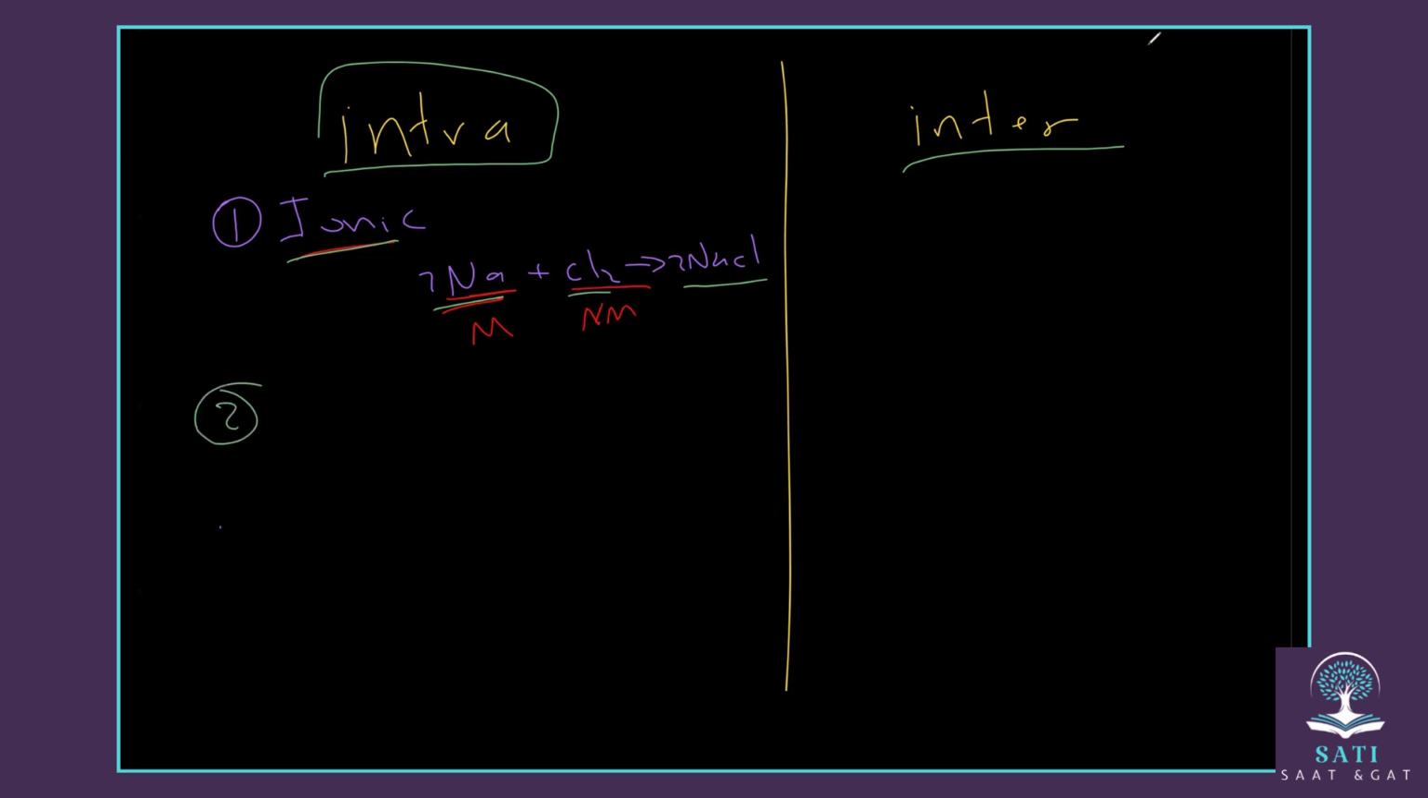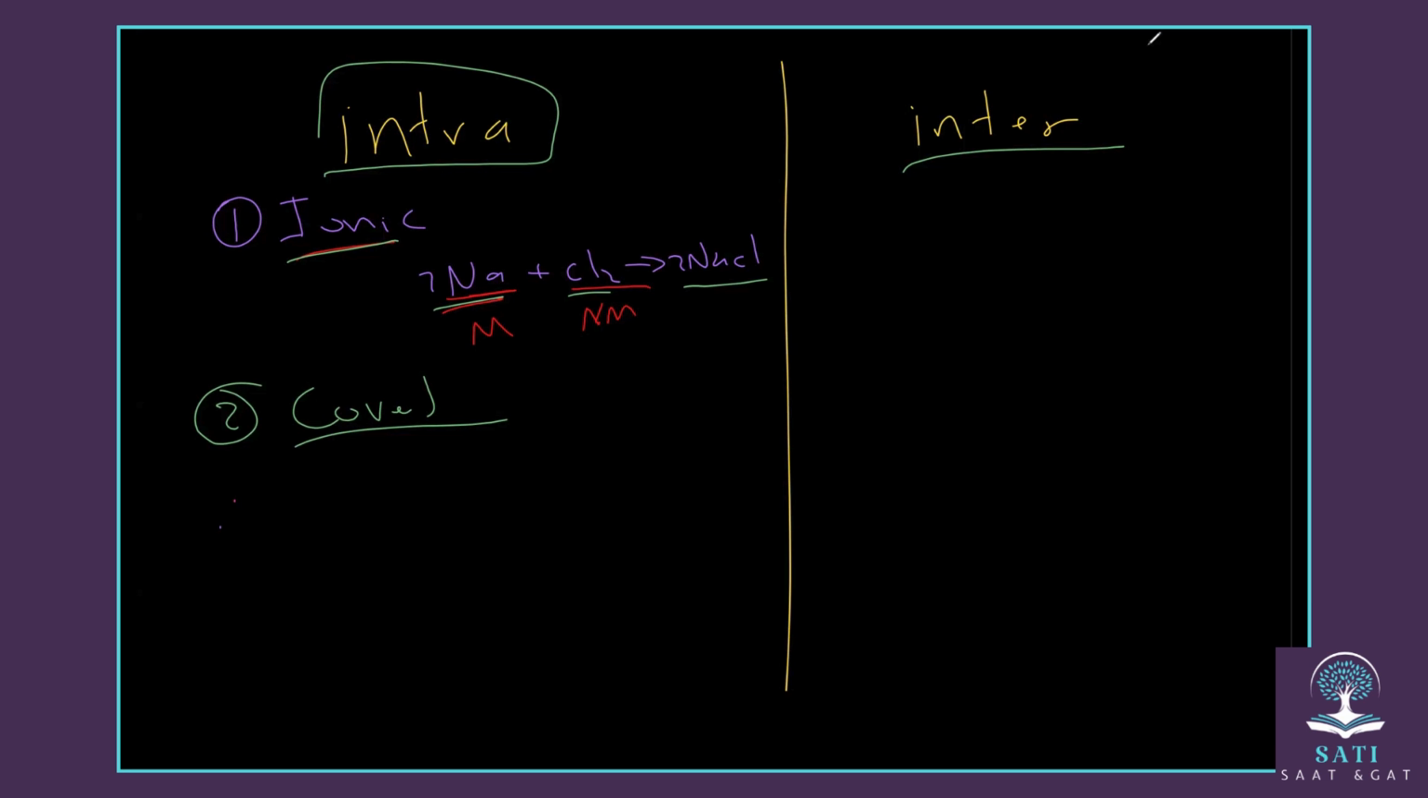Okay, what's the second one? The second one is covalent bond. What is a covalent bond? A covalent bond is a result of sharing electrons, not losing and gaining electrons.